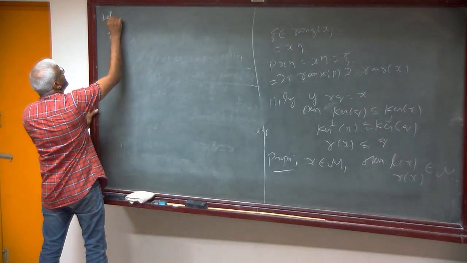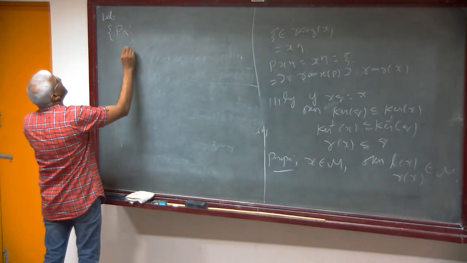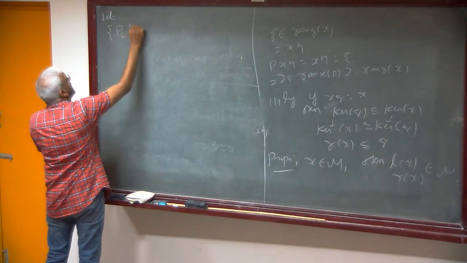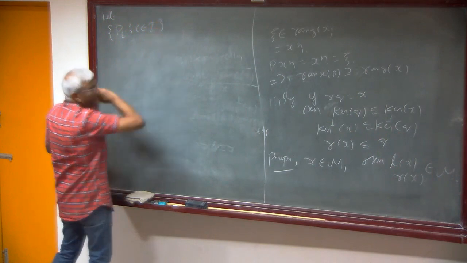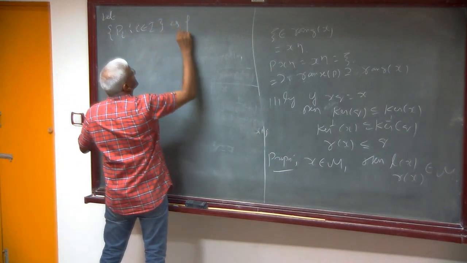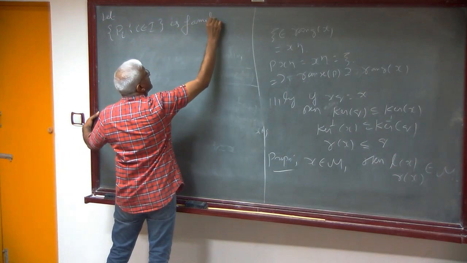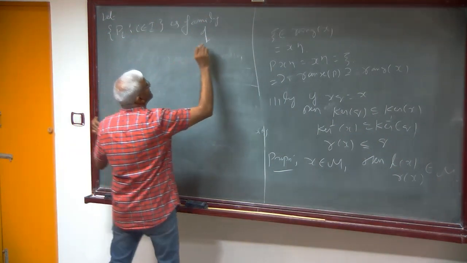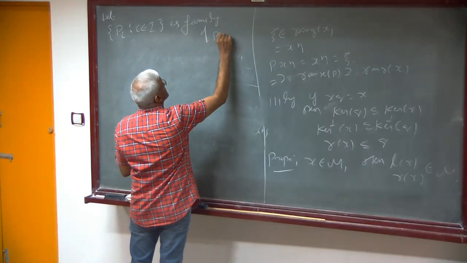So let P_i, i in I, where I is any indexing set, be a family of projections. And this is not a net or something. This is not a net, just a family of projections.